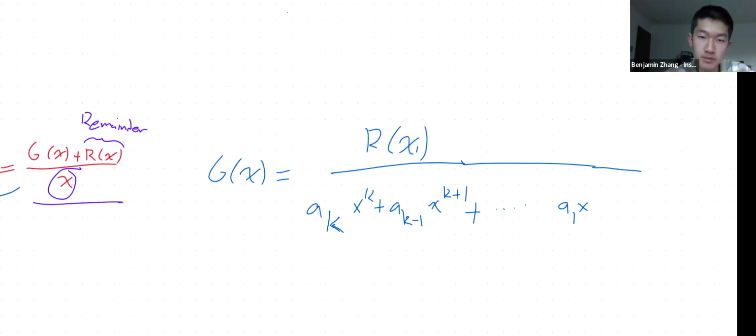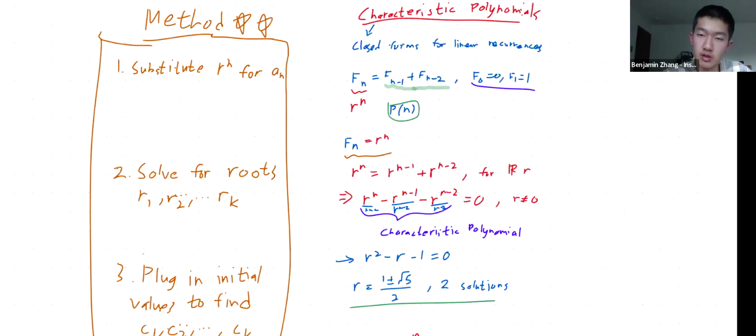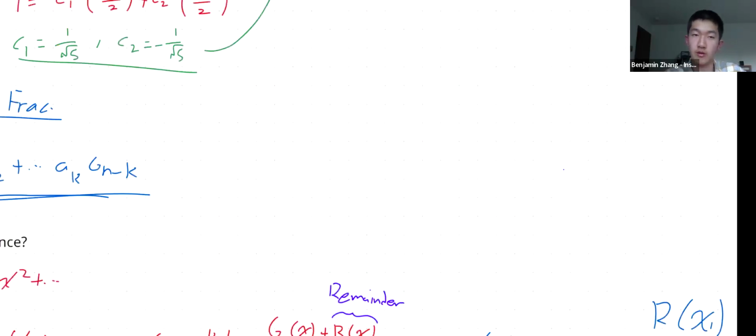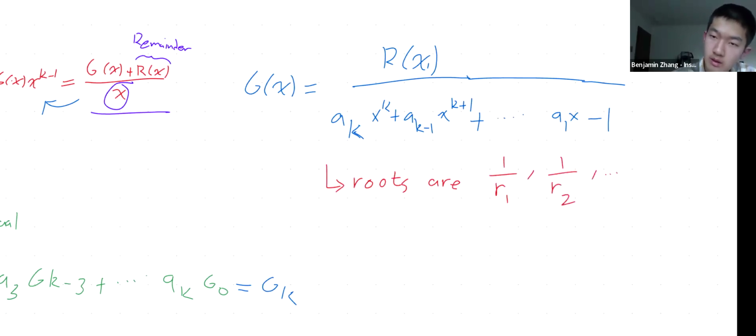Okay. So now what you can note is that this polynomial is the reverse of the characteristic polynomial of the sequence. Remember, the characteristic polynomial is the one that we get when you just plug in r to the n for all of these. So this polynomial over here is actually the reverse, because it's 1 over that. So its roots are actually 1 over r1, 1 over r2, all the way to 1 over rk.